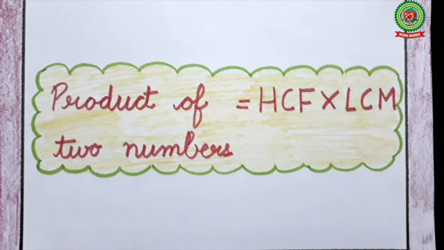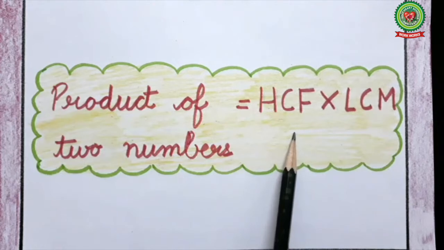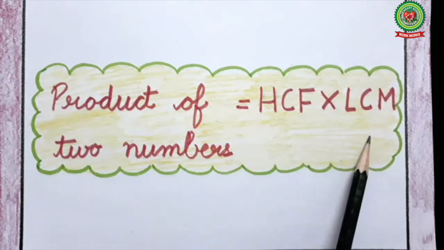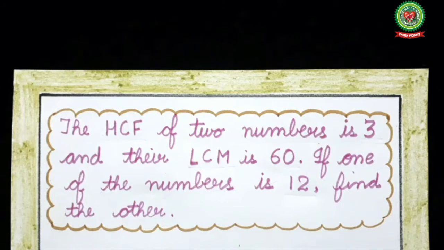For that, we have to memorize one result, that is, product of two numbers is equal to HCF multiplied by LCM. Now, let's discuss how to use the above discussed result with the help of examples.